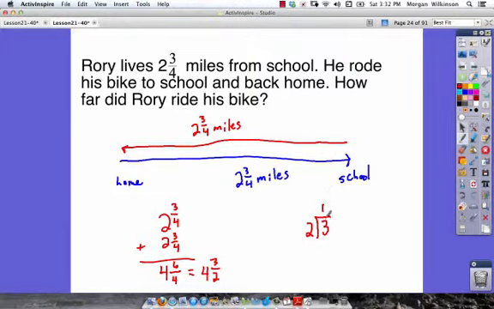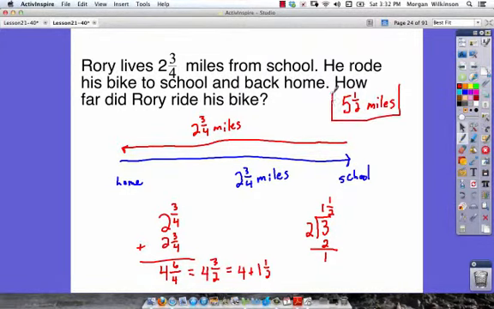2 goes into 3 one time. We get 2 with 1 left over. We get 1 and 1/2 when we report our answer as a mixed number. So this problem of 4 and 3/2 is really going to be the same thing as 4 plus 1 and 1/2, because 3/2 is the same as 1 and 1/2. Now 4 plus 1 and 1/2 must equal 5 and 1/2. So we've got our answer. How far did Rory ride his bike? Rory rode his bike 5 and 1/2 miles. We can box our answer, and we can move on to the next question.